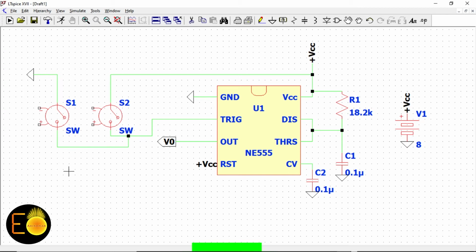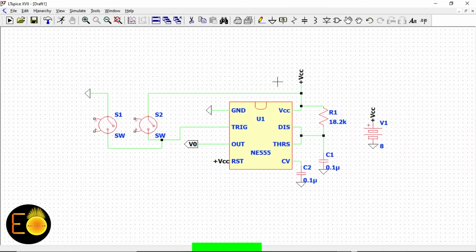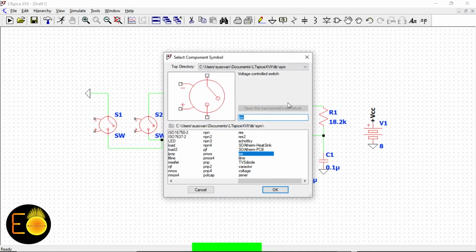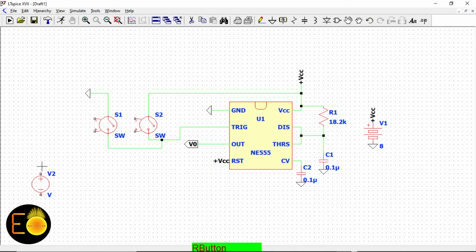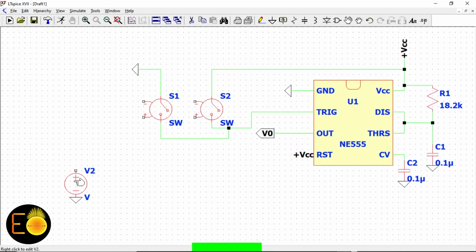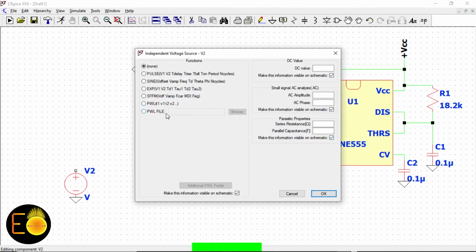So for that we need another triggering signal. That signal comes from some device or some sensor that I told you about. Here I'm simulating that device using some pulse, so I'm going to search for the voltage. This pulse voltage will basically turn on these two switches, but not simultaneously, one after another. Let's see how we can set this pulse.